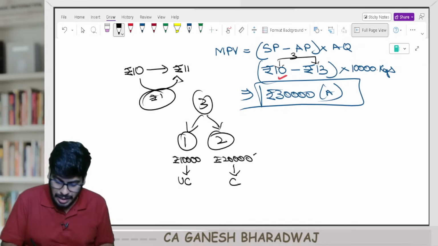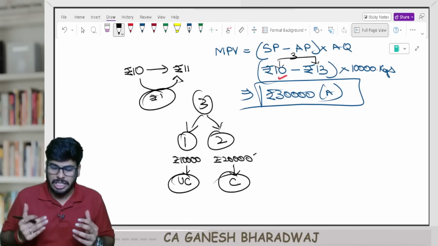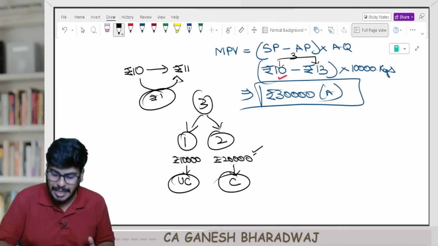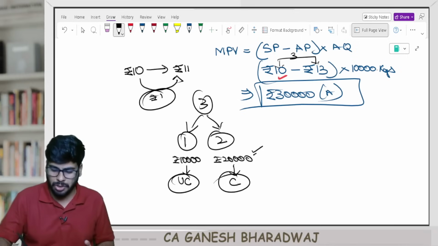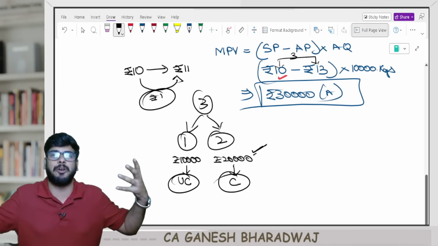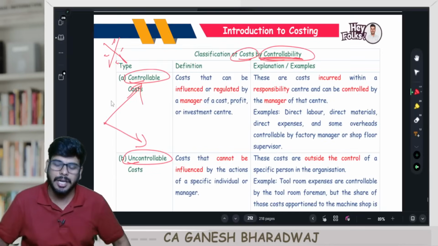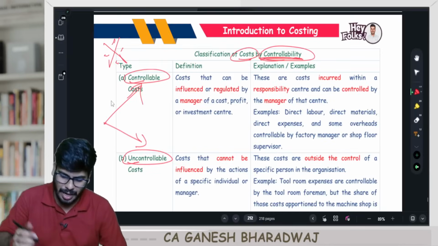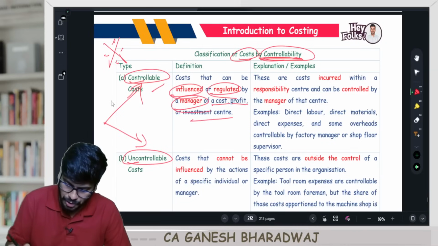So basically, this is the difference between controllable and uncontrollable cost. The cost that can be controlled, that is within the purview of the management to avoid, is called controllable cost, whereas uncontrollable costs are beyond the purview or control of the management. Are you clear with this? Keeping this in mind, you can just read this and you will understand everything. Now look at this. Controllable costs can be influenced or regulated by the manager of a cost, profit, or investment center.